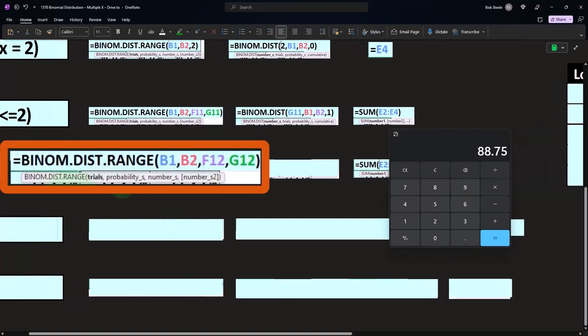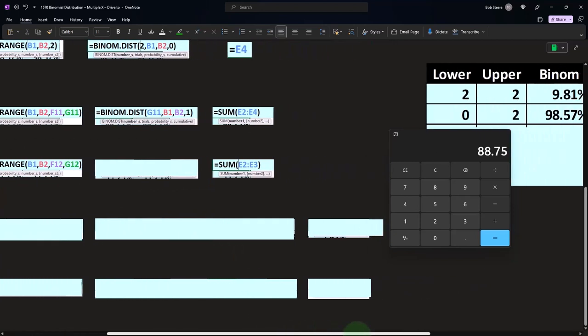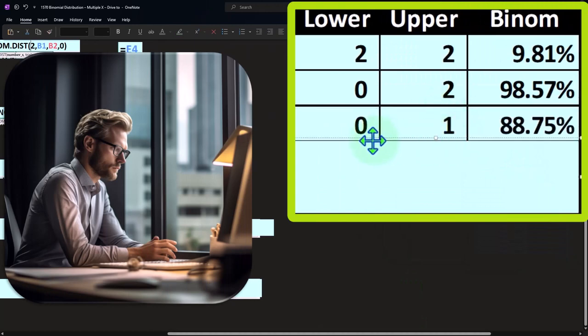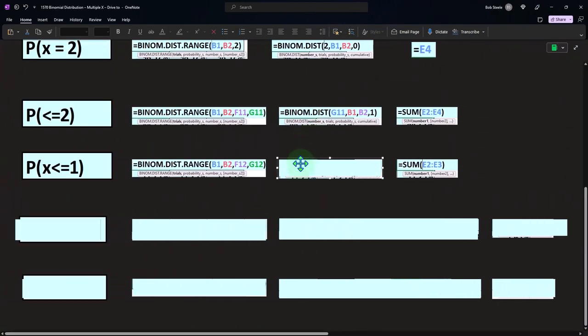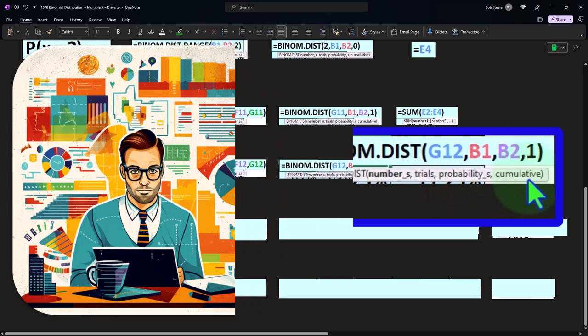Or I can use the binom.dist.range, trials, probability, and then the numbers. And now we've got the two numbers that we're putting in place. If I look at it in terms of my ranges here, it's going to be 0, goes down to 0 on the lower limit, and goes up to and including 1. And then the cumulative still works quite well here, because now I can just say it's the numbers, the trials, the probability, and then I'm going to just say it's cumulative instead of 0, which is non-cumulative.